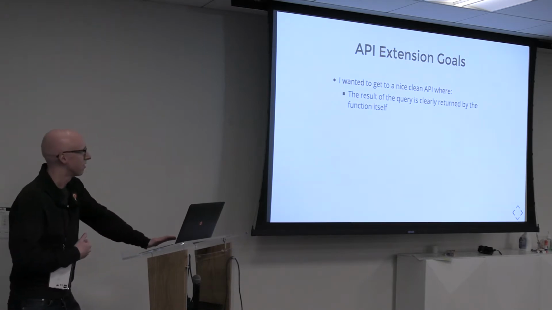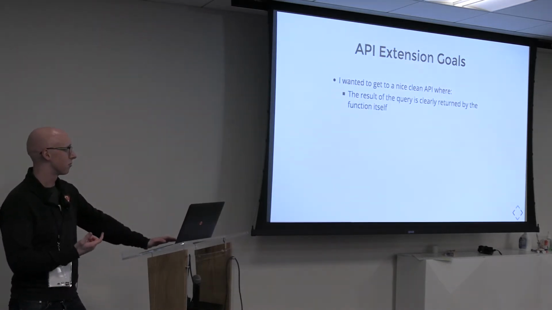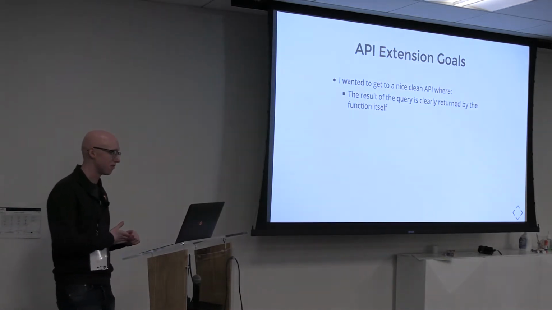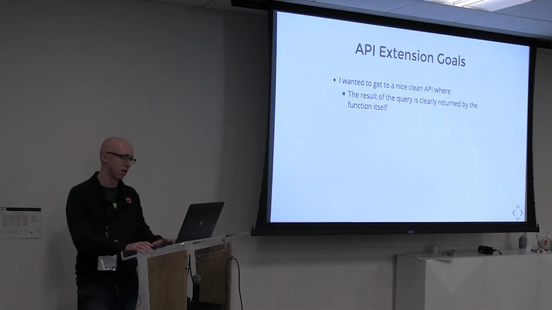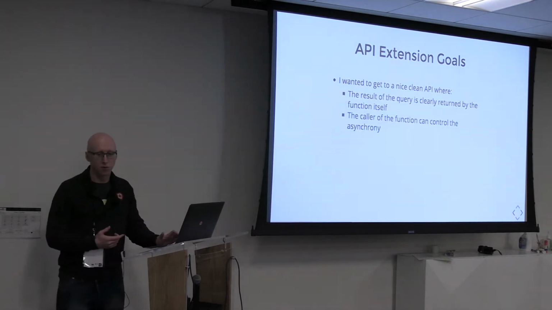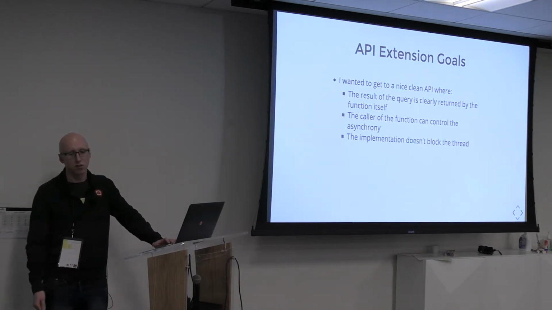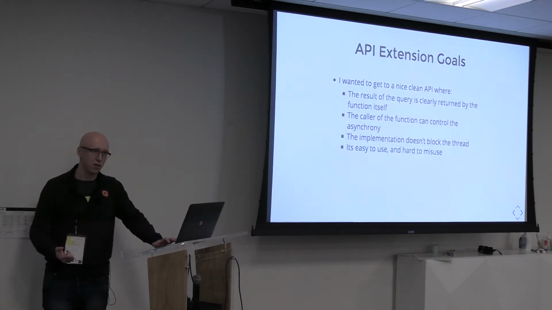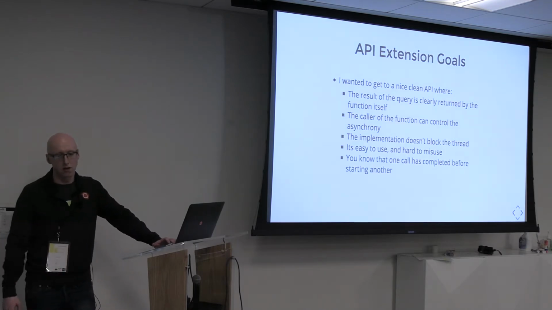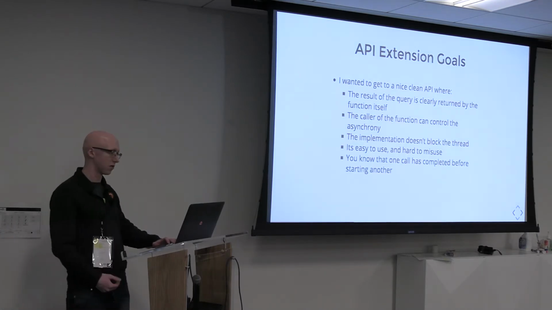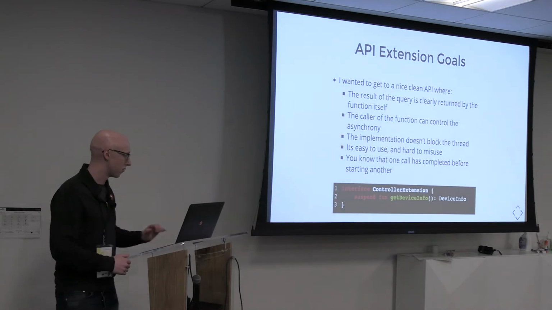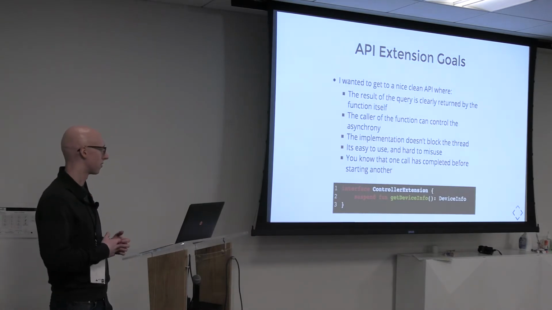So the result of the query is clearly returned by the function itself, which is called referential transparency. The caller of the function can control the asynchrony. The implementation doesn't block the thread. Easy to use, hard to misuse. You know that one call is completed before starting another. So this is the function I wanted to be able to call.